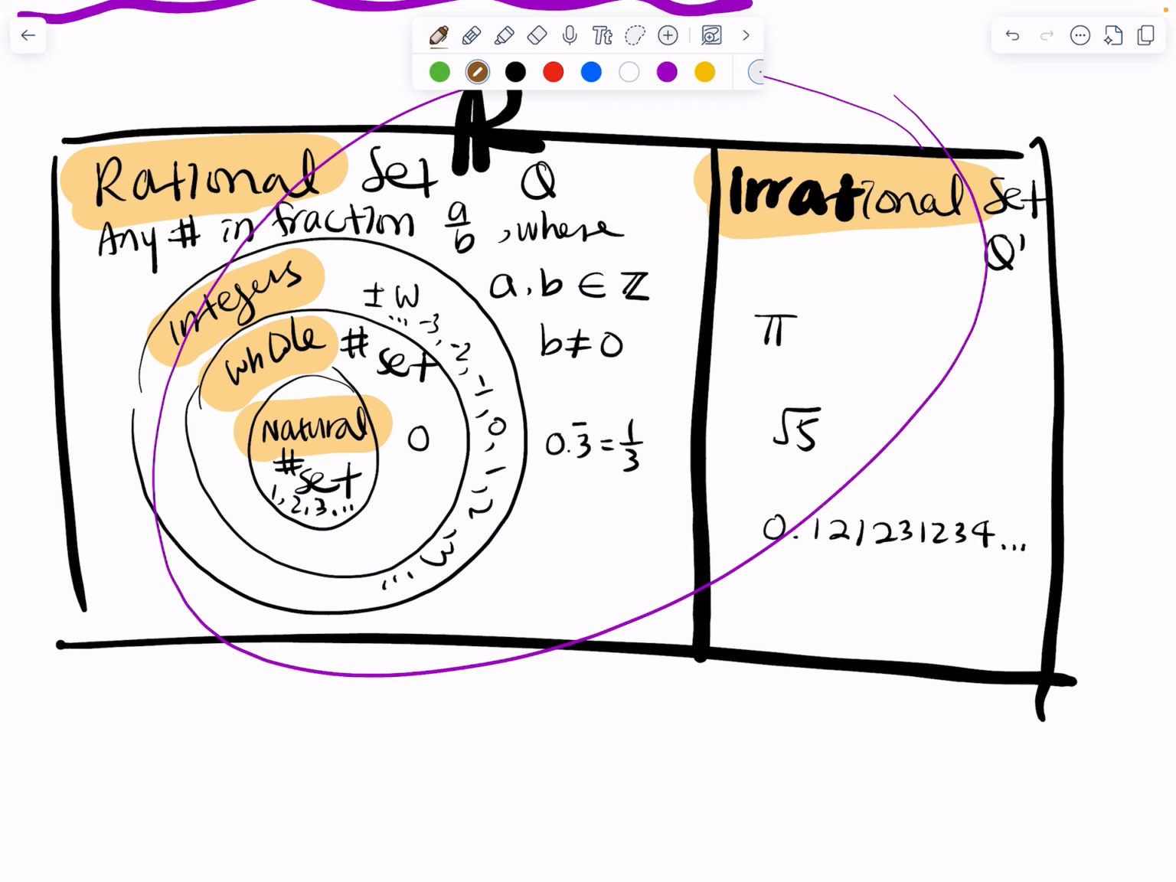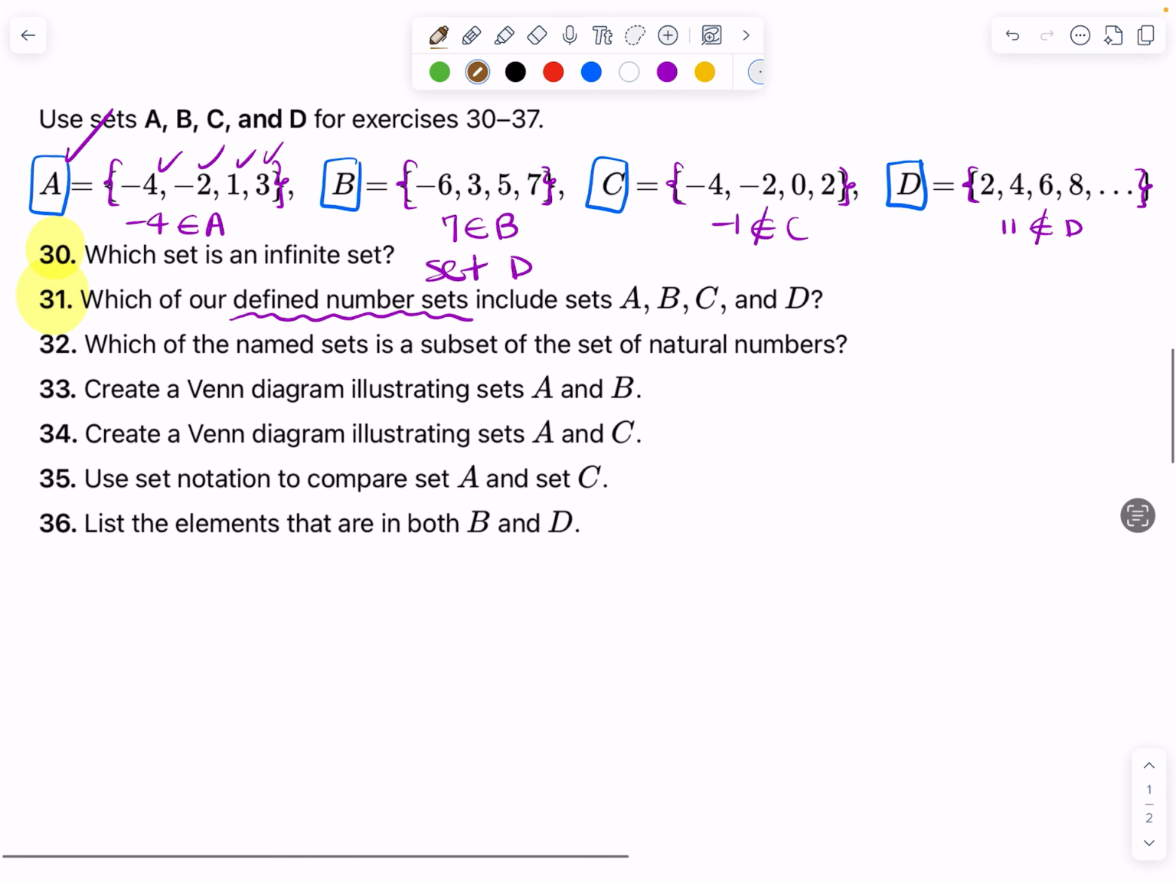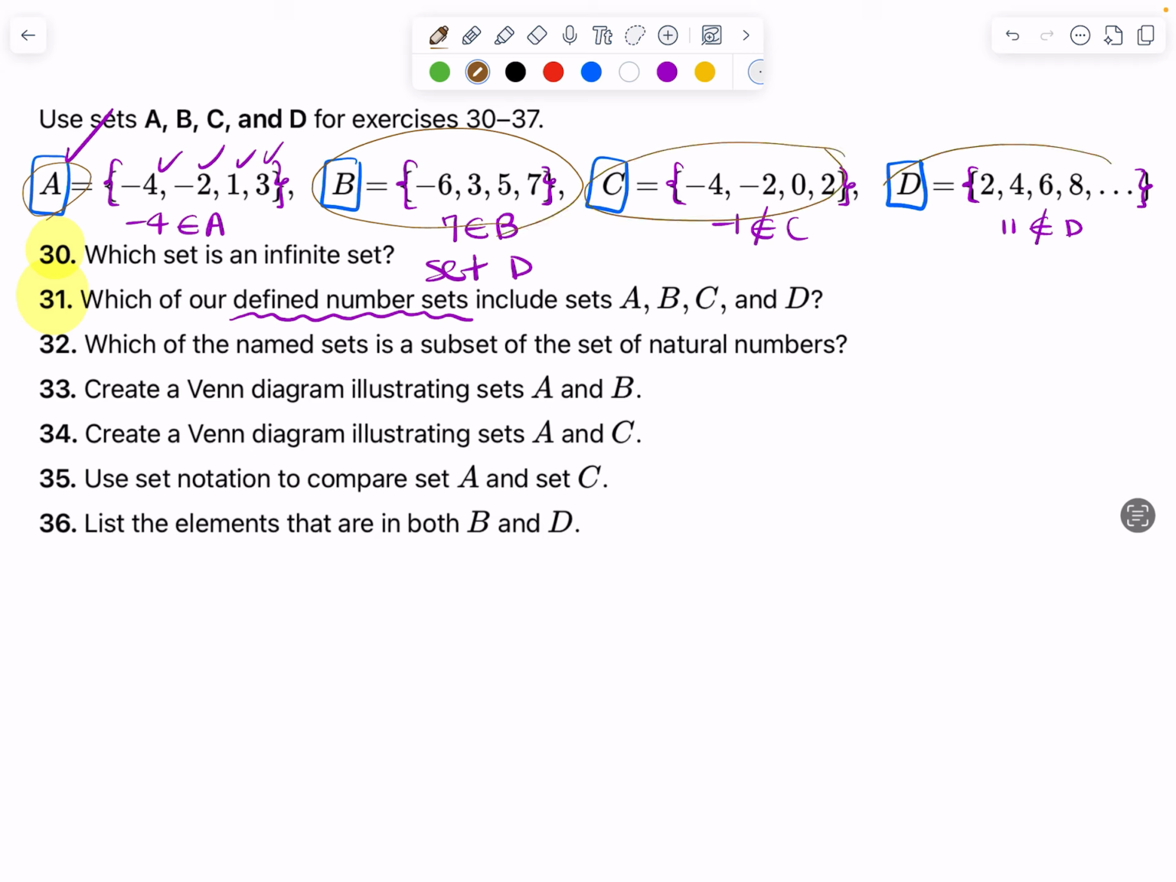So, knowing what they are, let's go back to the problem. Which of our defined number sets include sets A, B, C, and D? Take a look at these numbers. Set A: -4, -2. The elements are just integers, aren't they? I don't see any fractions. Same with sets B and C, they're all integers. And then D has a whole bunch of even numbers, which are all natural numbers.